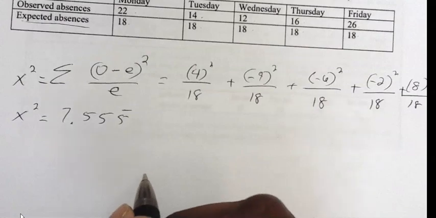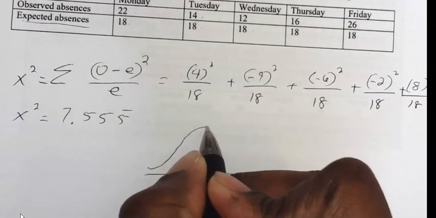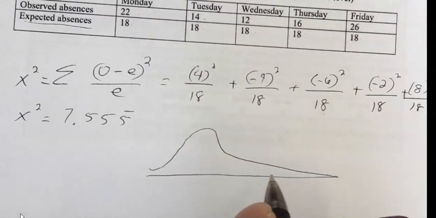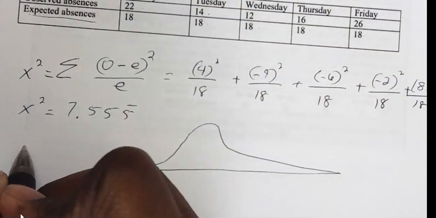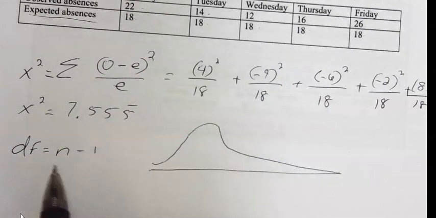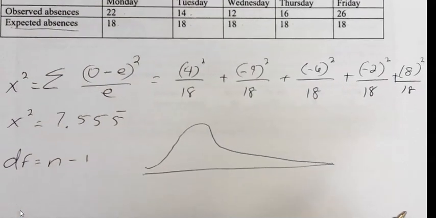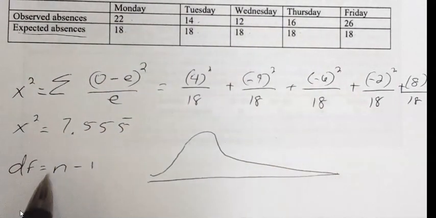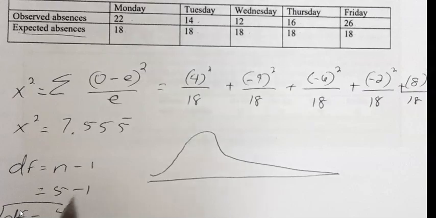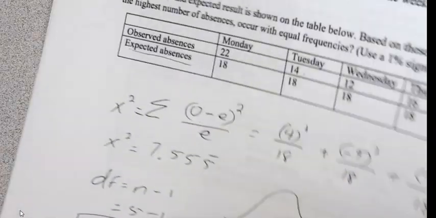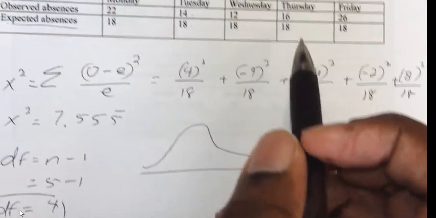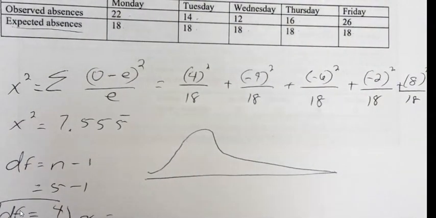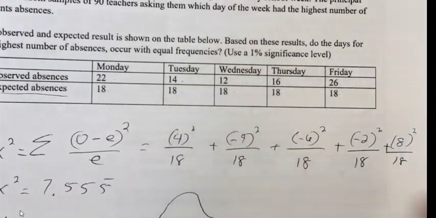Now, chi-squared is not a normal curve. It's skewed. And we have to consider our degrees of freedom. Our degrees of freedom is still n minus 1. But n in this case is the number of categories. The categories here we have is 5. So it's 5 minus 1. So the degree of freedom is 4. From there, we know our degrees of freedom, and they told us our significance level. They said our significance level was 1%, which is 0.01.